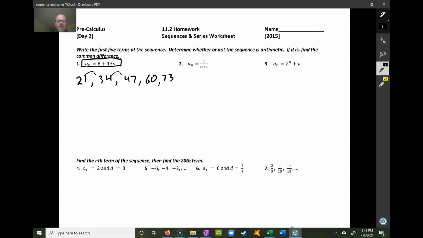Okay. And let's do one more for fun. This one says a sub n is equal to 2 to the n plus n. So if I plug in 1 in there, that would be 2 plus 1, which is 3. If I plug a 2 in there, that would be 4 plus 2, which is 6. Plug a 3 in there, that'd be 8 plus 3, which is 11. Plug a 4 in there, that'd be 16 plus 4, which is 20. Plug a 5 in there, that'd be 32 plus 5, which would be 37. So there are the first 5 terms of that sequence. And the difference between each one, in this case, is 3, and then 5. So we can tell right away this is not arithmetic, because it does not have a common difference.